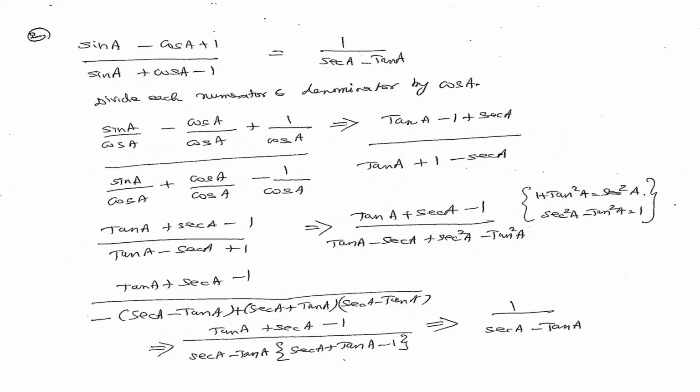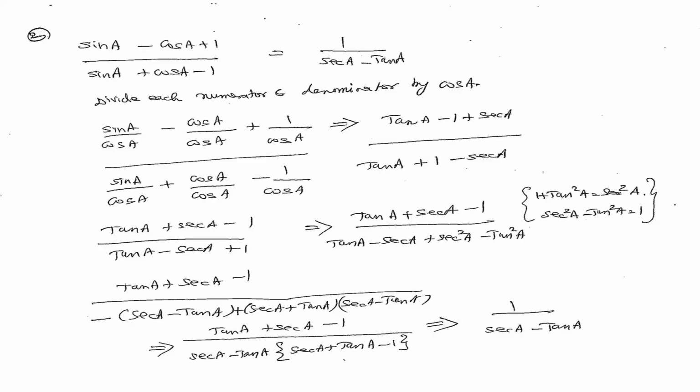Now in the next slide, we have (sin a minus cos a plus 1) divided by (sin a plus cos a minus 1) is equal to. Now, we have to divide each numerator and denominator by cos a. Then you get tan a. Sin a by cos a minus cos a by cos a plus 1 by cos a in the numerator takes it to tan a minus 1 plus sec a.